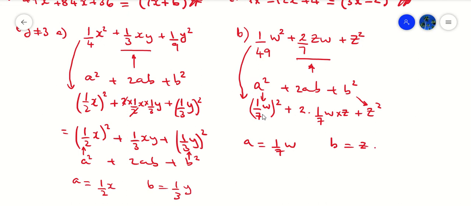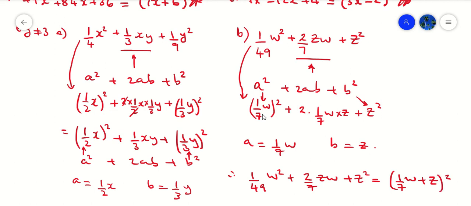So I can rewrite this as 2 times a times b, because a is 1 over 7 w and b is z. So the given expression is a perfect square. Therefore, to factorize that, 1 over 49 w square plus 2 over 7 zw plus z square is equal to what? Is equal to (a plus b) whole square. What is my a? 1 over 7 w, plus what is b? Is z, whole square. And that will be the end of that.